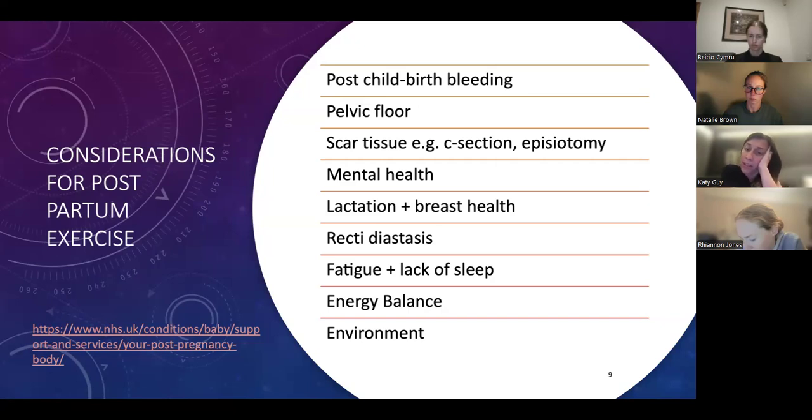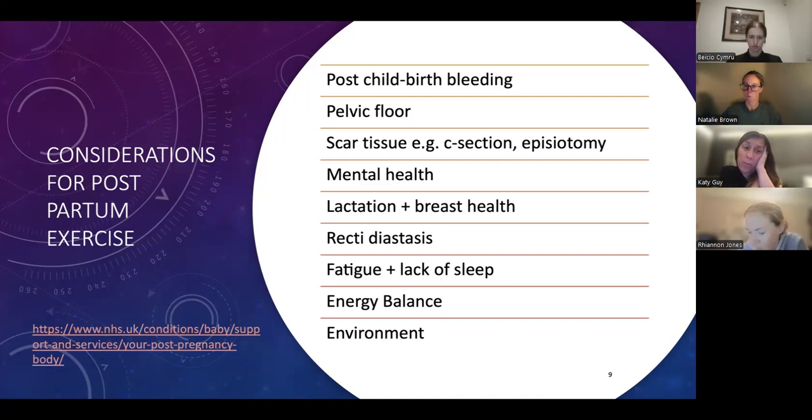We want to think about the scar tissue that's going to be there, whether that is a C-section or a tear, and whether or not there are stitches that need to come out, or clips, or any kind of wound that hasn't quite healed. We want to have a think about mental health.